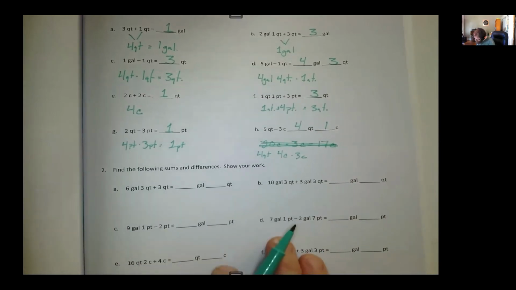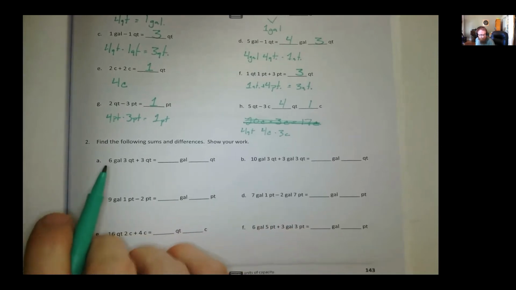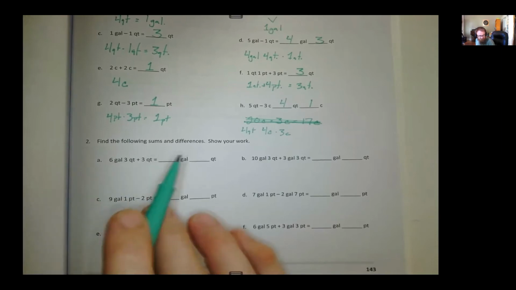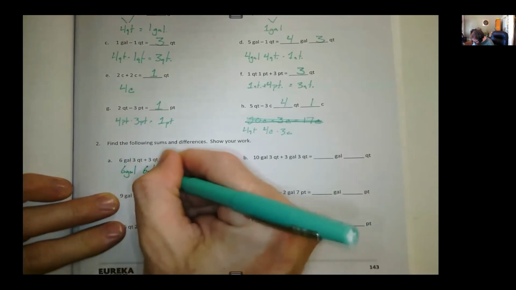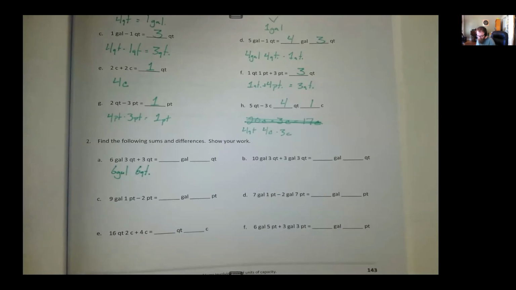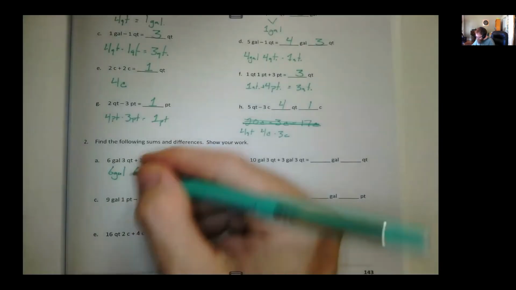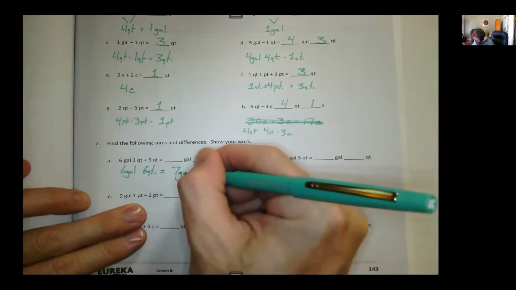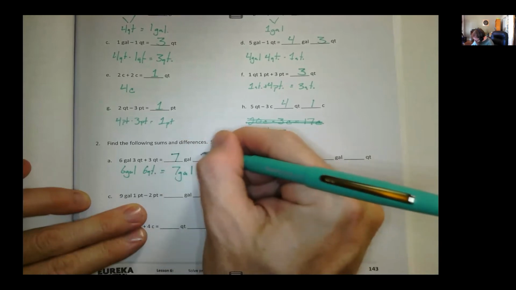All right, number 2. Find the following sums and differences and show your work. 6 gallons and 3 quarts plus 3 quarts equals how many gallons, how many quarts? Well, if we add together, we get 6 gallons, 6 quarts. Well, how many quarts does it take to make a gallon? 4. So we have another gallon here. So we can take our 4 quarts away, convert it to a gallon, and that gives us 7 gallons, 2 quarts. 7 and 2.